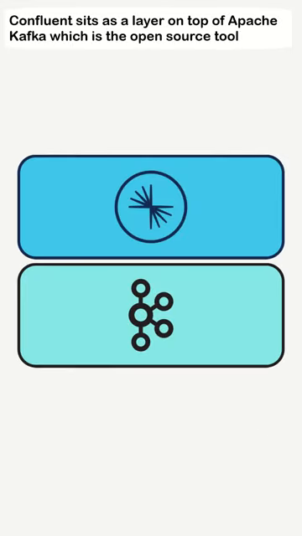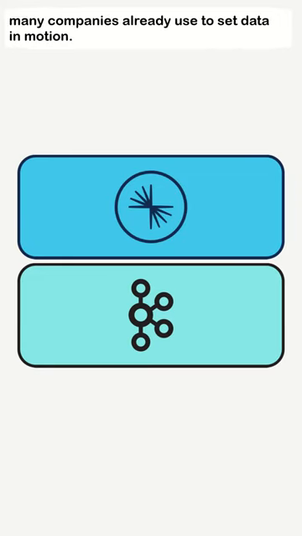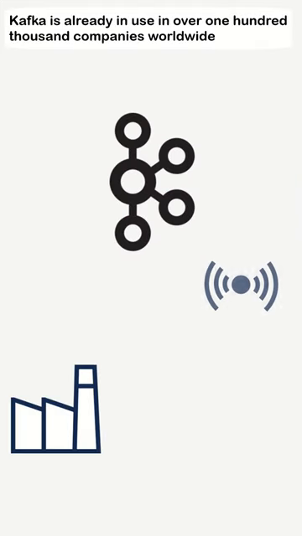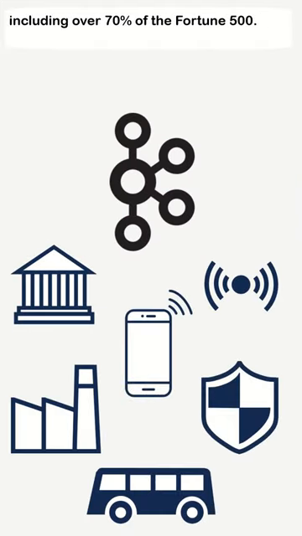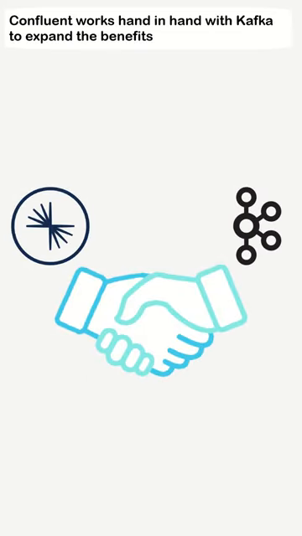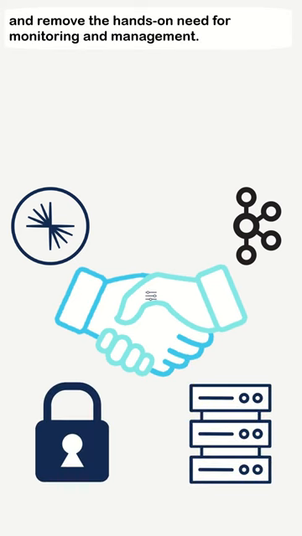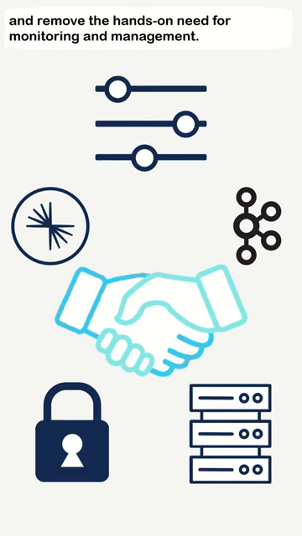Confluent sits as a layer on top of Apache Kafka, which is the open-source tool many companies already use to set data in motion. Kafka is already in use in over 100,000 companies worldwide, including over 70% of the Fortune 500. Confluent works hand-in-hand with Kafka to expand the benefits and remove the hands-on need for monitoring and management.